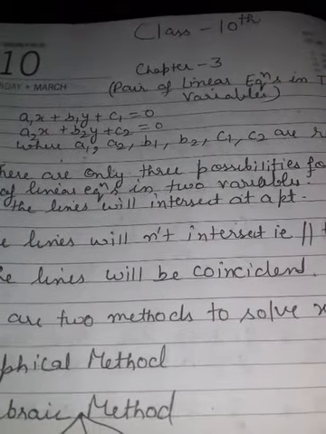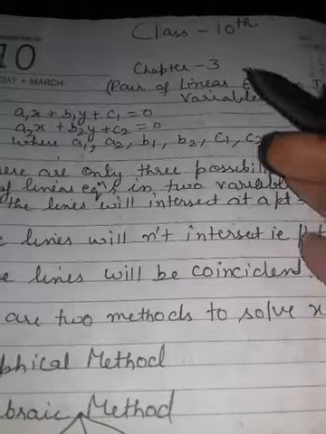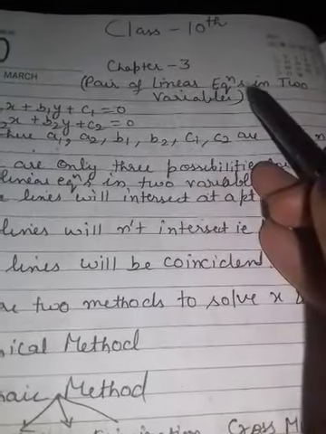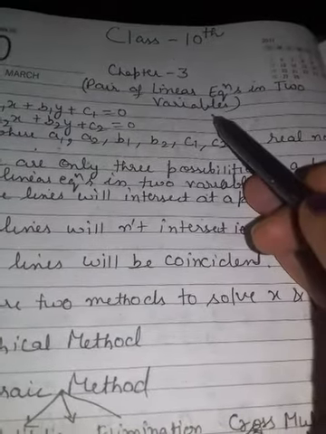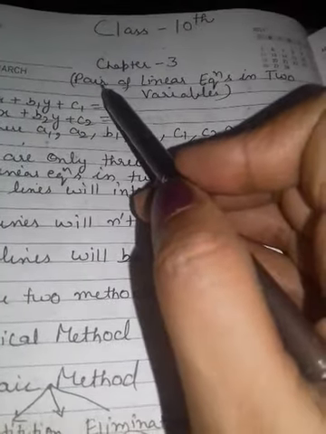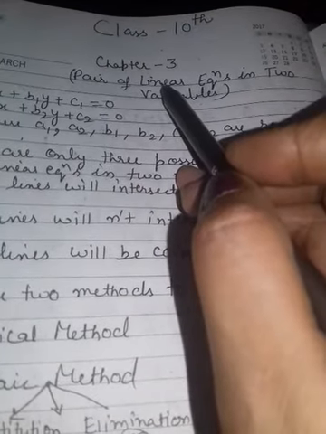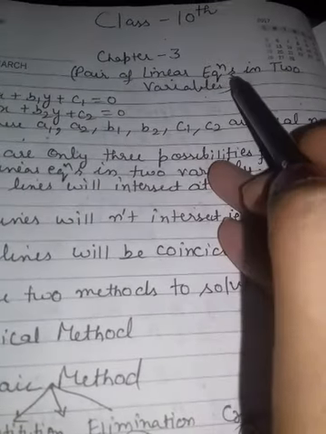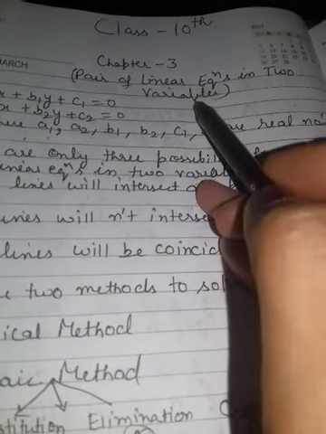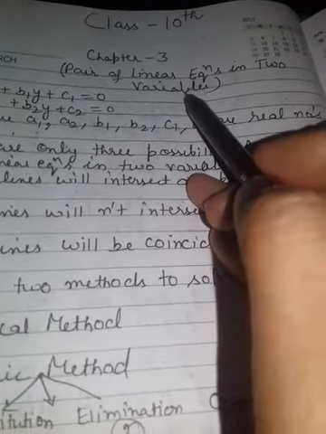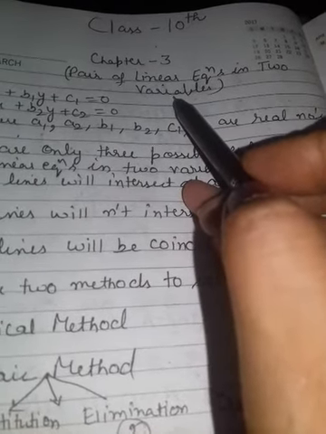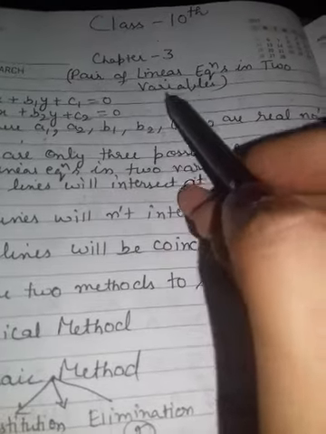Hello friends, today I am taking up the concept of class 10th chapter 3, pair of linear equations in two variables. Firstly, I will tell what is the meaning of pair. Pair means two. Linear means whose highest degree is 1. Equations means an equal sign will be there. Variables means those which can vary according to conditions. Variable means x and y whose values can vary, change.